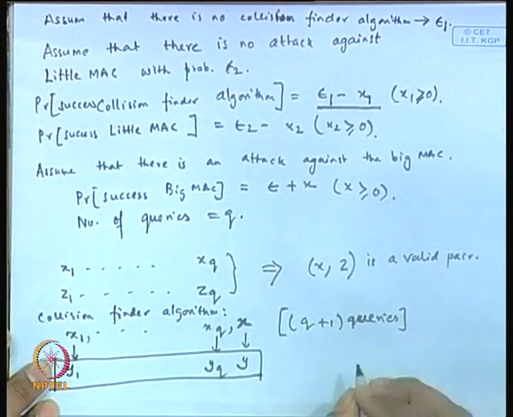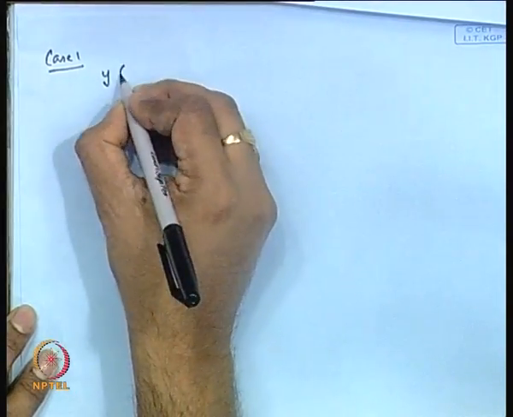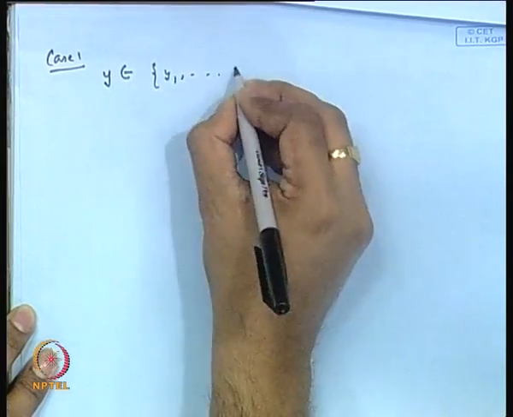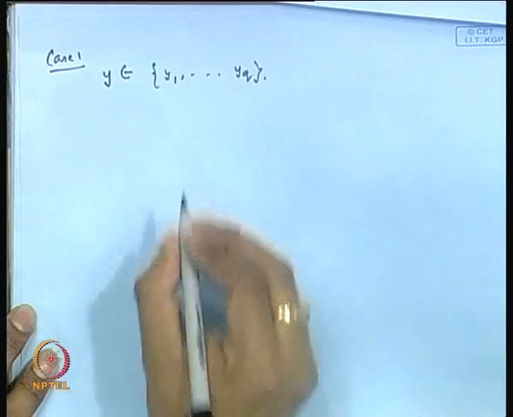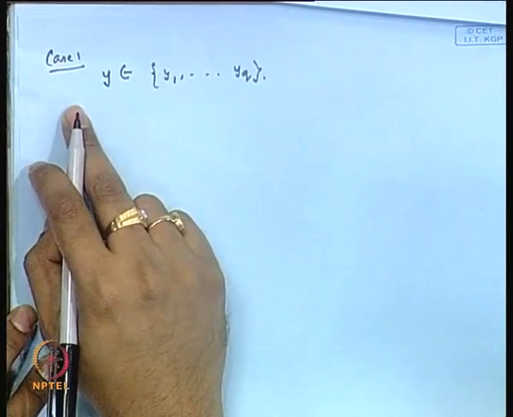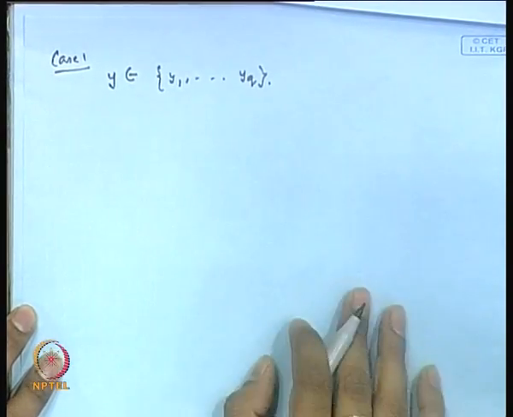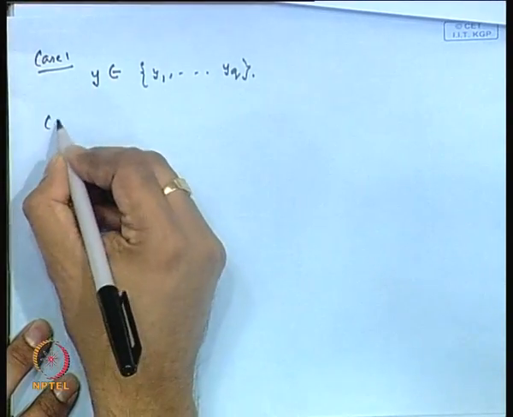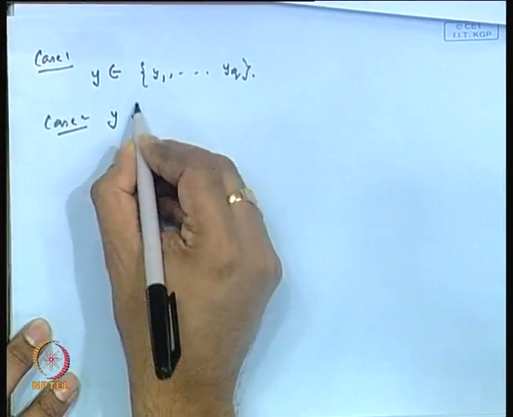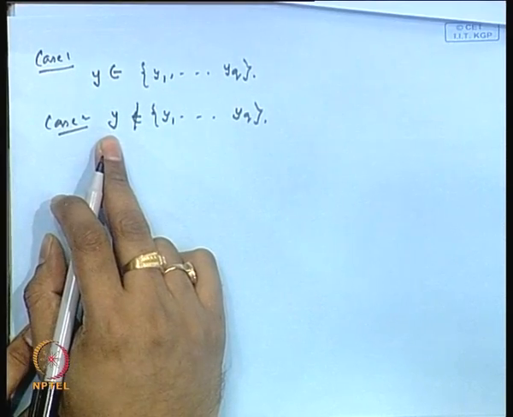Note that if this collision finder algorithm is successful, there can be two cases. Case 1 is where y belongs to y1 to yq. Then obviously you can take the corresponding yi value and also the y value and report them as two colliding values. So in that case the collision finding algorithm is successful. Case 2 is where y does not belong to y1 to yq. In that case y is not a collision value.